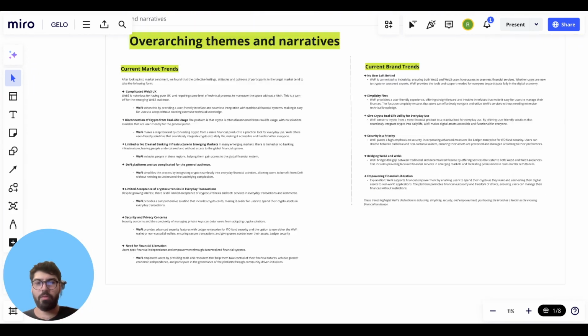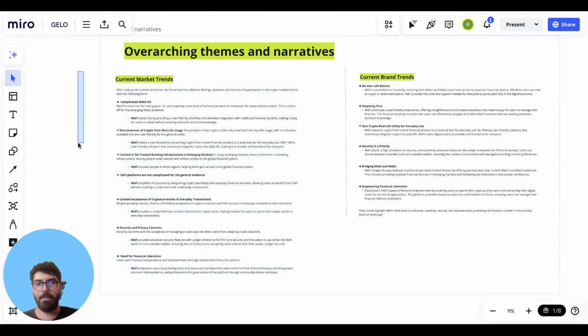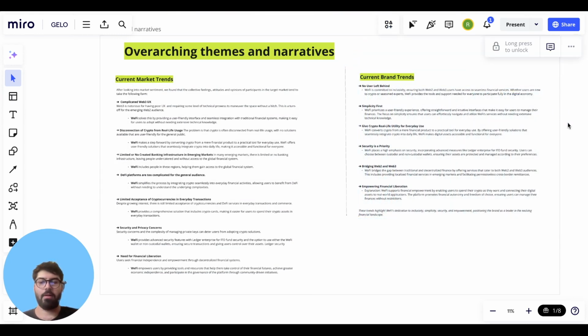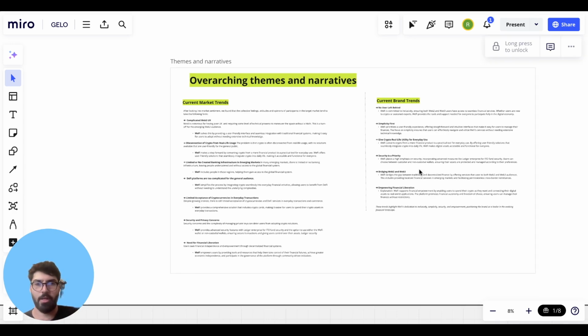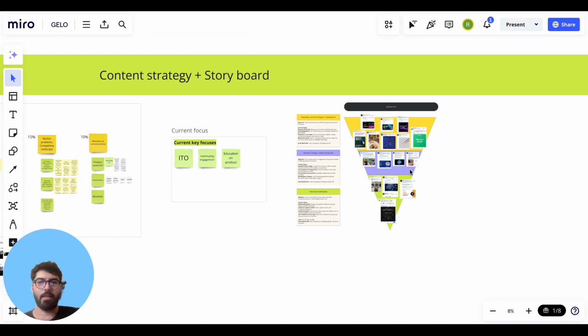Fourth, we've got the overarching themes and narratives. So the current market trends, and then the current brand trends that we're trying to pull out. So again, these are like putting our narratives together. And this is the core messaging that we'll use for taking this product to market and trying to acquire mindshare on social media. And finally, we have the funnel.